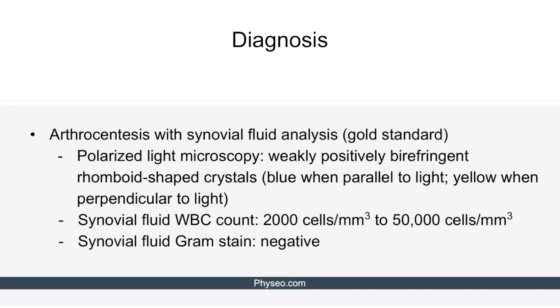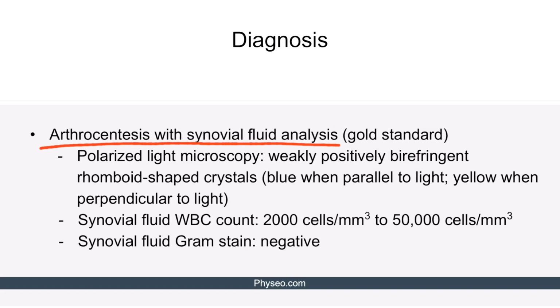Let's talk about the diagnosis of calcium pyrophosphate deposition disease. Arthrocentesis with synovial fluid analysis is the gold standard for diagnosis. Polarized light microscopy is commonly used to visualize calcium pyrophosphate crystals. These are weakly positively birefringent rhomboid-shaped crystals.